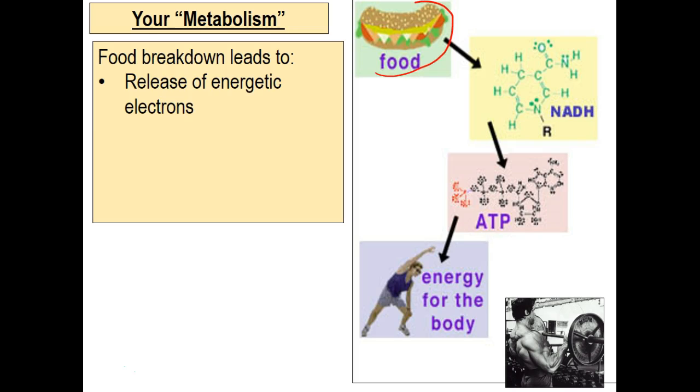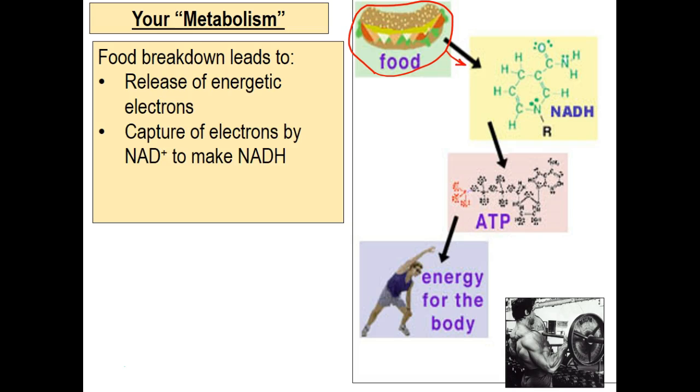So here's the food that you eat. And obviously you eat it, you digest it, the molecules get absorbed into your bloodstream, and they get taken to all of the cells of the body. And then the food molecules are broken down in the cells, and energetic electrons are released. And when those energetic electrons are released, they are captured by a molecule called NAD, or nicotinamide adenine dinucleotide, but you don't have to remember that.